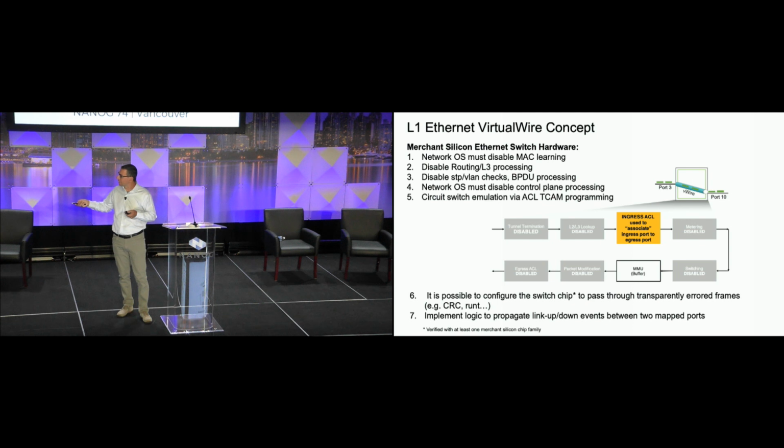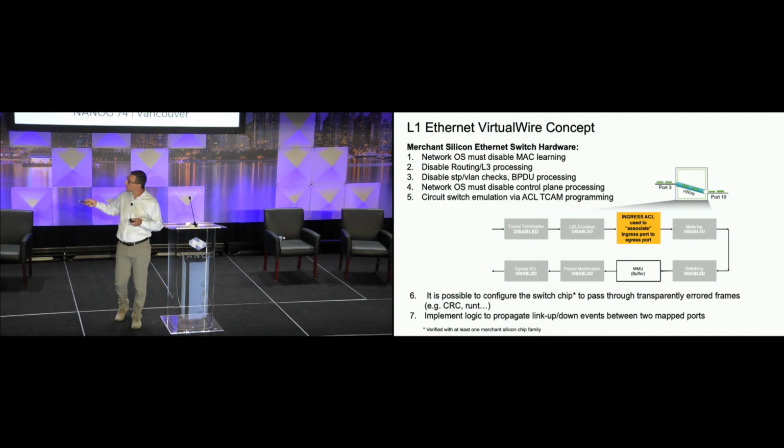This is, let's say, a sample pipeline of an ASIC, a merchant silicon chipset. You have your tunnel termination, your layer 2, layer 3 lookup. You typically have ingress ACL tables. You have a metering functionality, buffering, et cetera, egress ACL. This is the full pipeline. The trick here to emulate a circuit switch using a packet-based technology is to disable most of these blocks. So the software is supposed to disable, turn off most of these processing blocks in the pipeline of the packet.